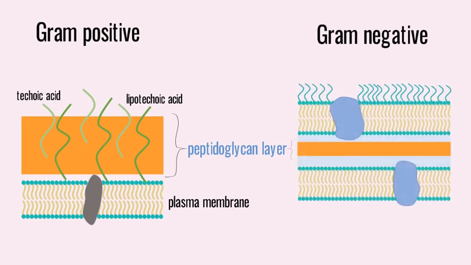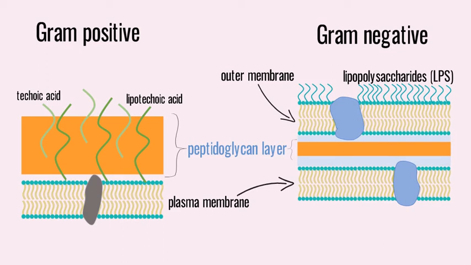Gram-negative bacterial cell walls, on the other hand, have a thin peptidoglycan layer sandwiched between two cell membranes. The outer membrane is made up of a lipid bilayer, similar to the plasma membrane, fatty acids, and integral proteins which are embedded within the membrane. This outer membrane has large structures known as lipopolysaccharides, which protect the cell from harmful chemical substances.